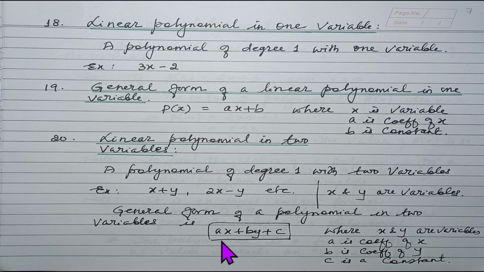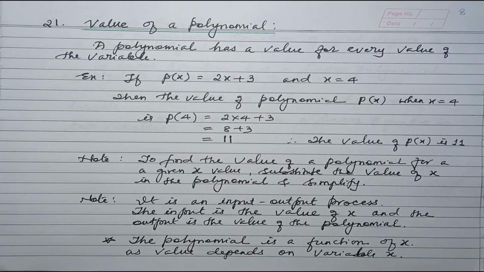It is a trinomial. a is the coefficient of x, b is the coefficient of y, and c is a constant. And the important thing you have to remember is that the degree of this trinomial here is 1, because the power of x is 1, the power of y is also 1, so it is a linear polynomial in two variables.